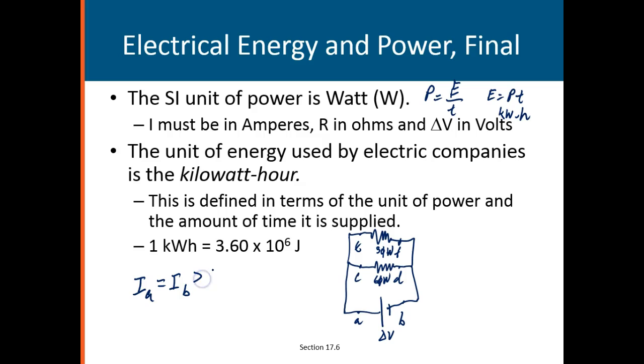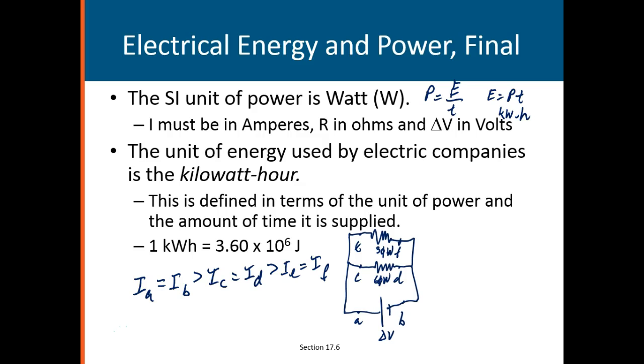I sub A is equal to I sub B, which is greater than I sub C, which is equal to I sub D, and that is greater than I sub E, which is equal to I sub F. Because you don't lose current, you lose energy going across the resistor. Same current going in has to be the same coming out. So therefore, that's how I would order these.